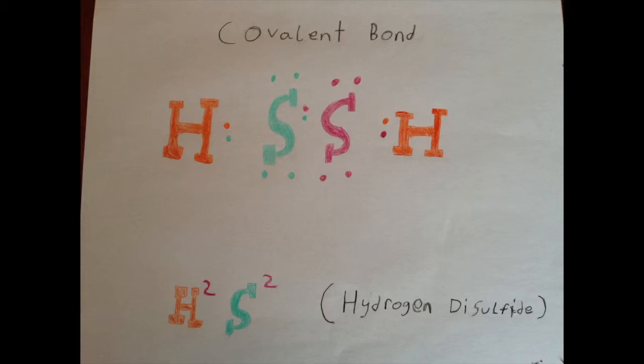When sulfur bonds with hydrogen to form hydrogen disulfide, it shares electrons. Hydrogen only has 1 electron, so it takes 2 sulfurs and 2 hydrogens to form this compound. This is an example of covalent bonding.